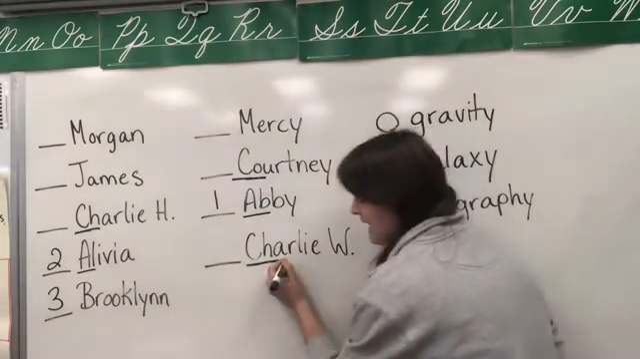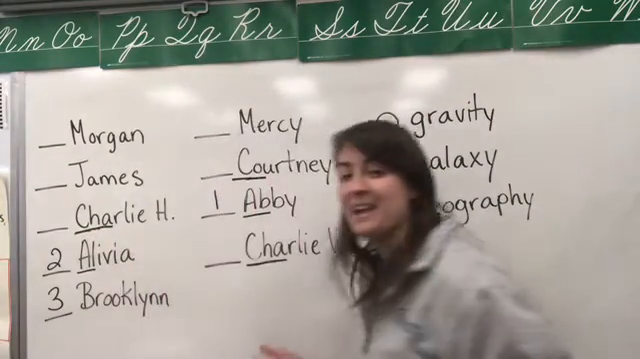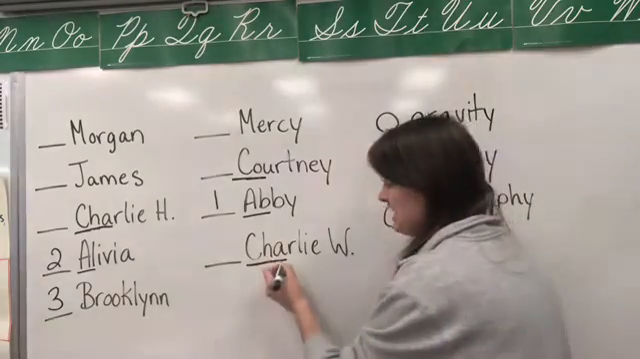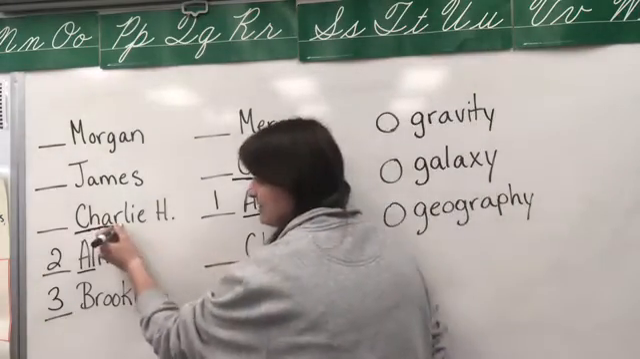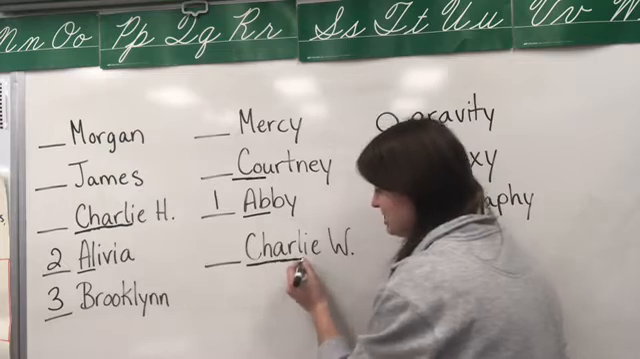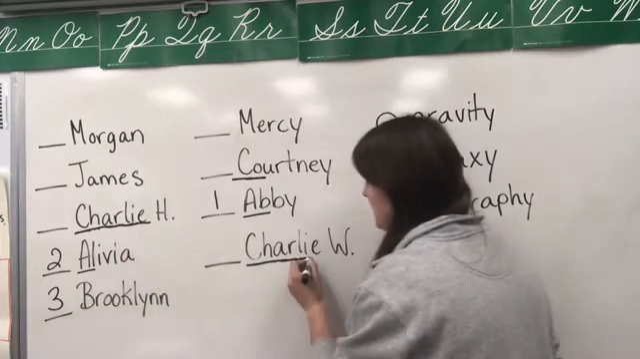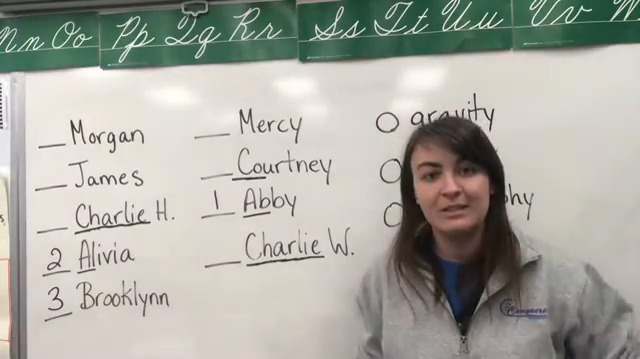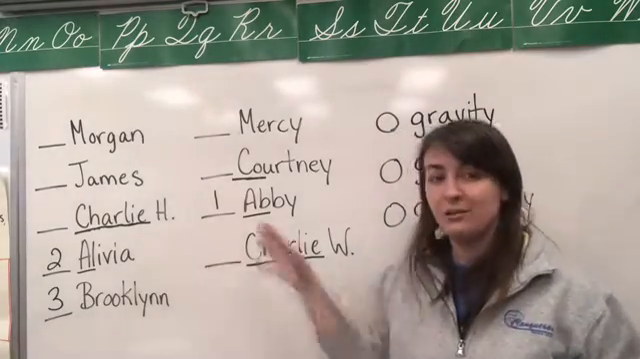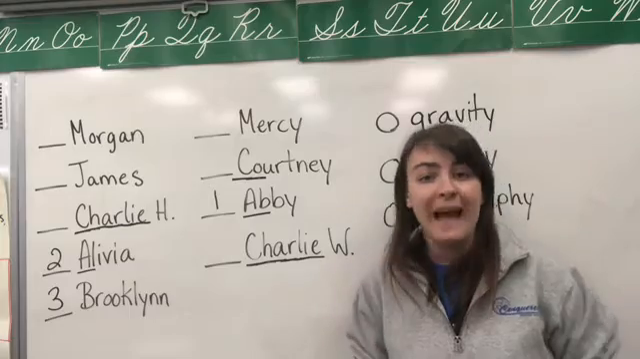Now both Charlie Williams and Charlie Heisel have CH, so we need to go to the third letter, A. And look at that, they're the exact same letter. So we keep going: R, same, L is the same, I is the same, I is the same, E is the same, E is the same. So with Charlie Heisel and Charlie Williams, we have to go all the way through their whole name and look at their last name.